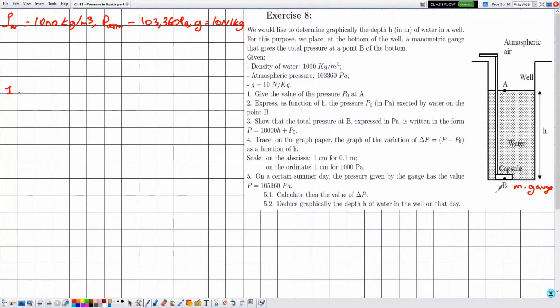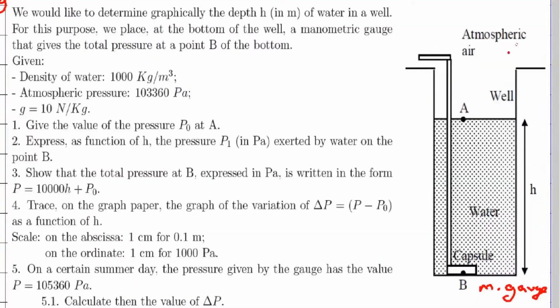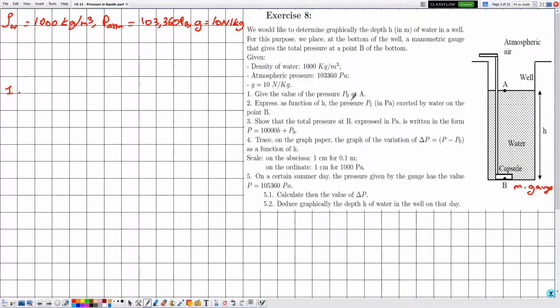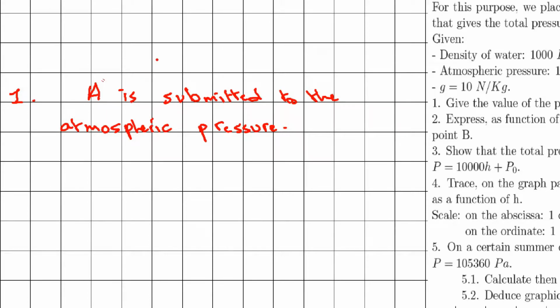So the aim of this exercise is to determine the total pressure at the point B. This liquid is water, and as you can see, A is open to the atmosphere, so it will be submitted to the atmospheric pressure. So they are telling me to give the value of P0 at A. First, let's explain that A is being submitted to the atmospheric pressure. In this case, this statement is important, and they usually give it half a mark.